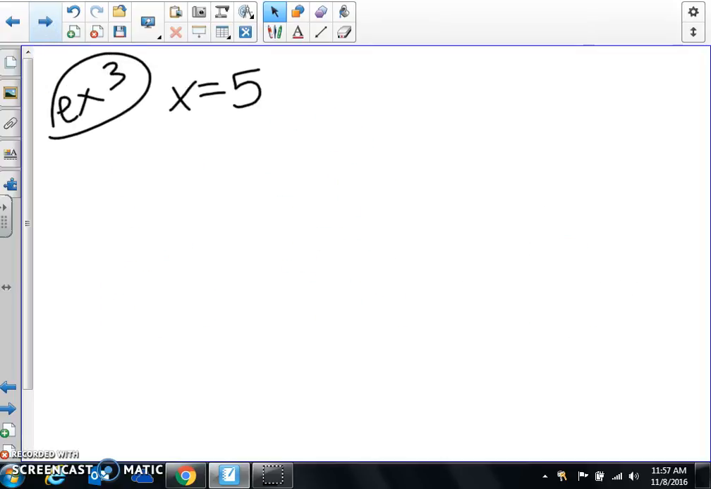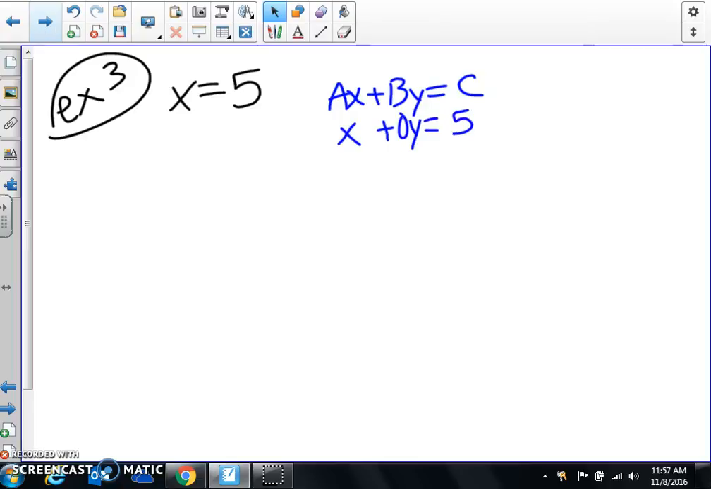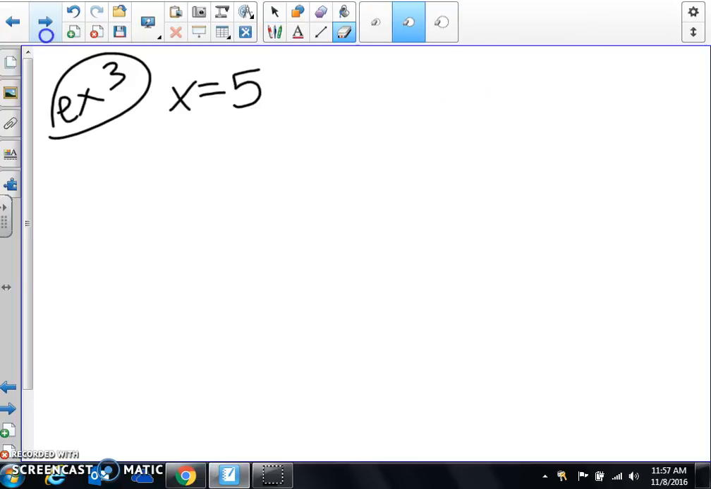Next one. All right, x equals 5. So you're thinking to yourself, well, how do I put that into standard? There is no y, so technically you could write this as ax plus by equals c, and then my x is just x, and then I have no by, so 0y, and that equals 5. But it's really not even worth it. All you need to know is it's already solved for you. So my x equals 5.